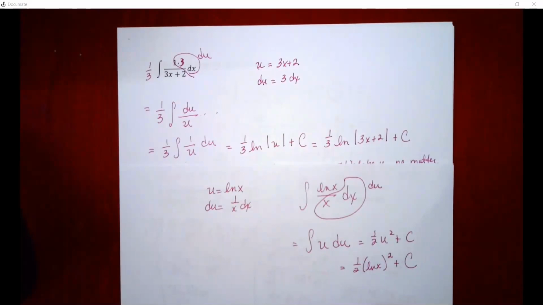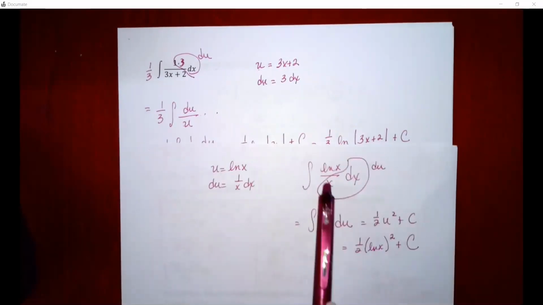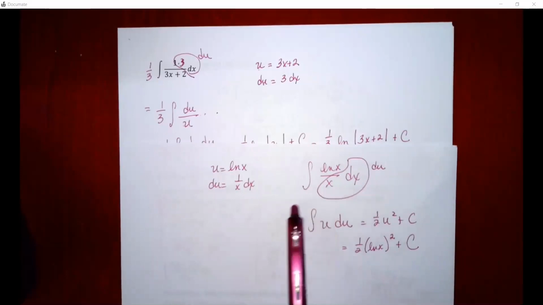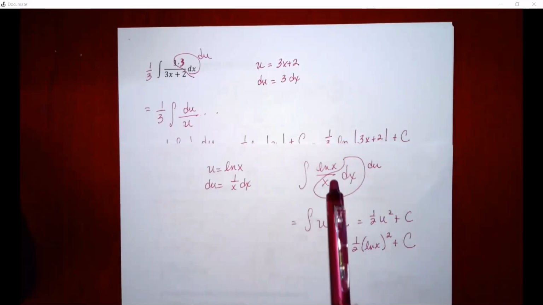Let me think what else I was going to say. Oh, what I was going to say is just keep in mind when you're choosing your u that you still want to choose the part whose derivative is already in there. And in that case, you think of natural log of x and the derivative is 1 over x, which you have. So that gives you an idea as well.